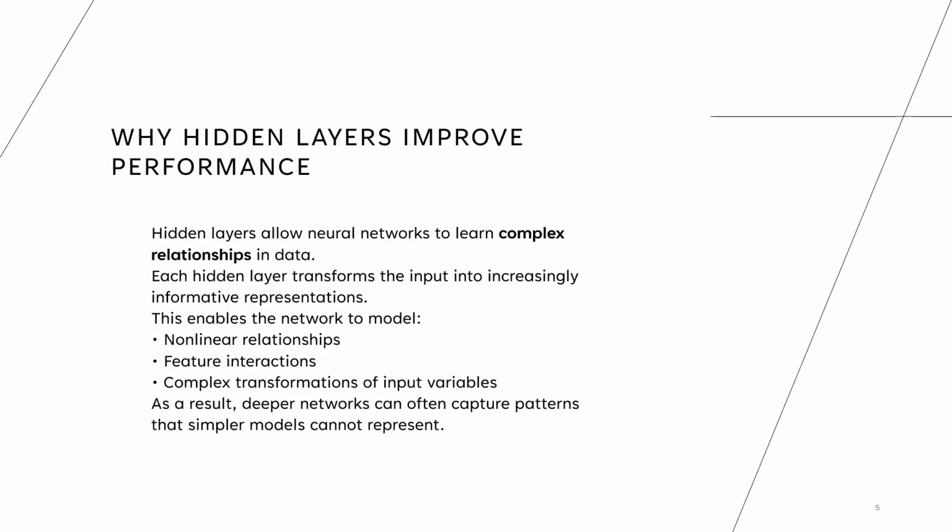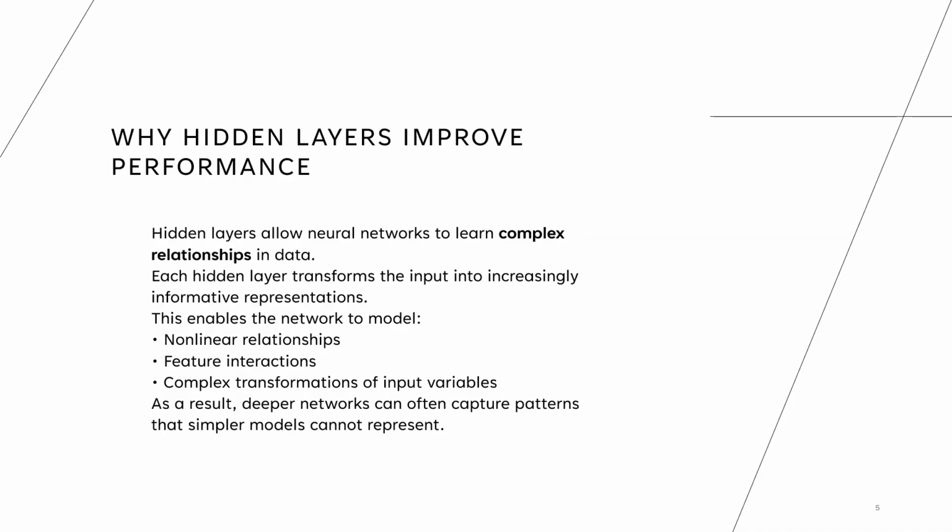Now let's take a closer look at why hidden layers are so important in neural networks. In traditional regression models, the relationship between inputs and outputs is often assumed to follow a relatively simple mathematical structure.